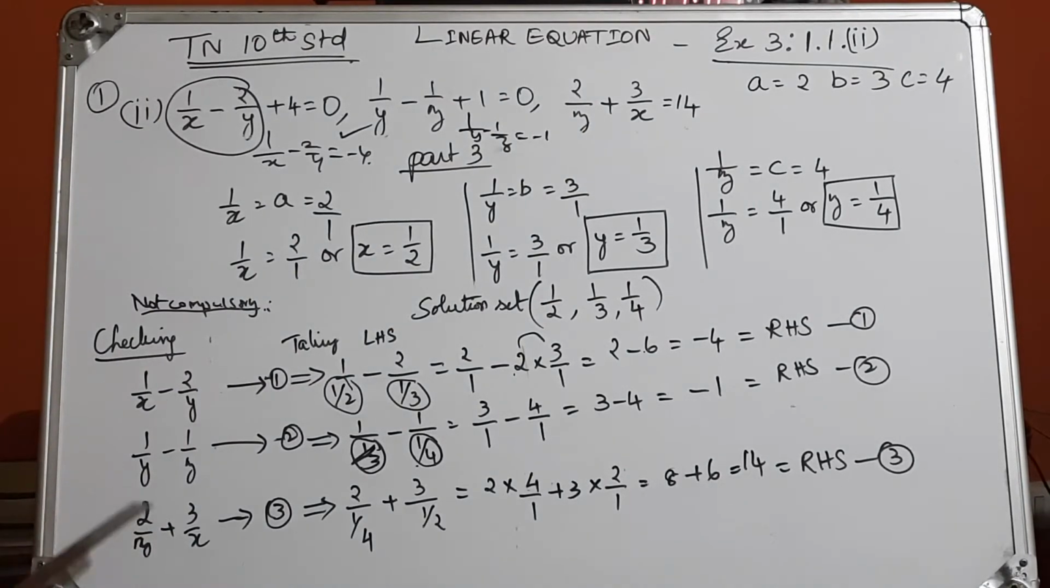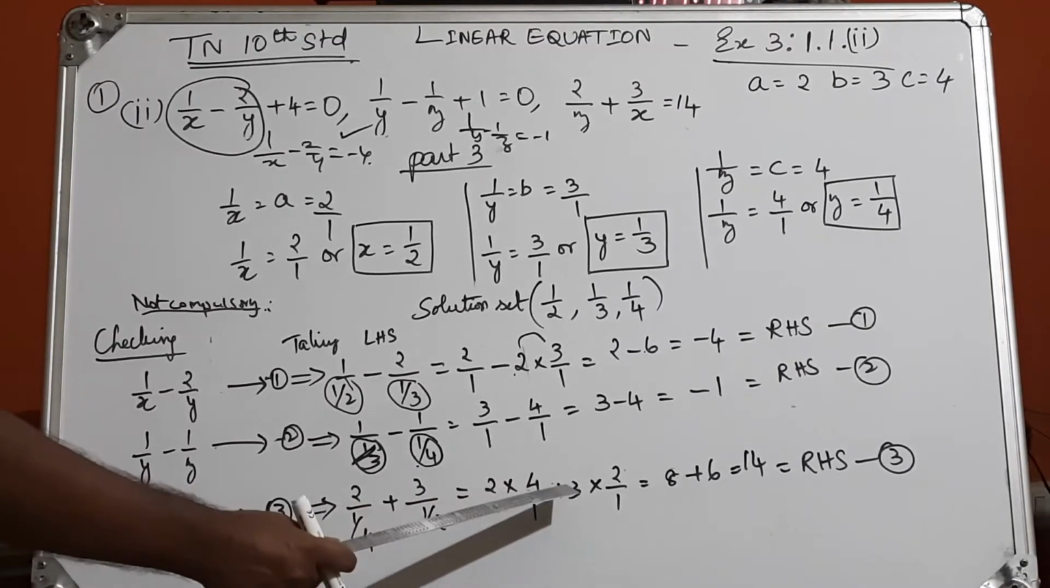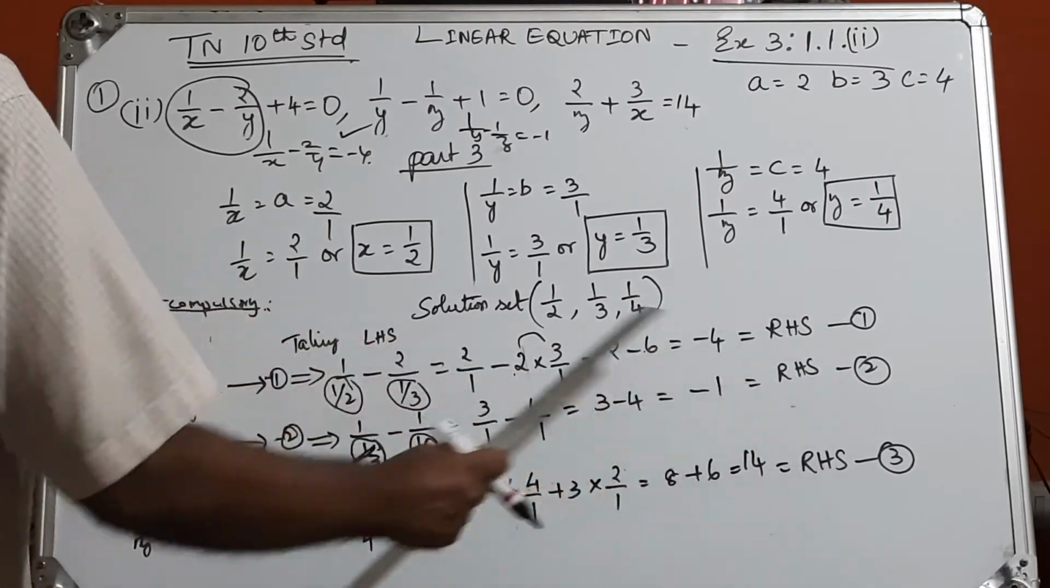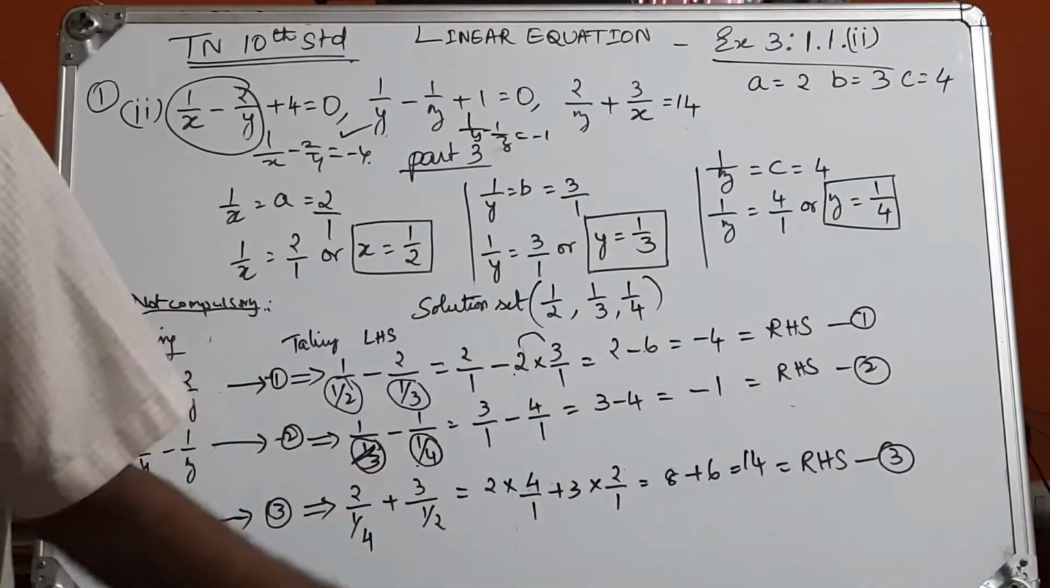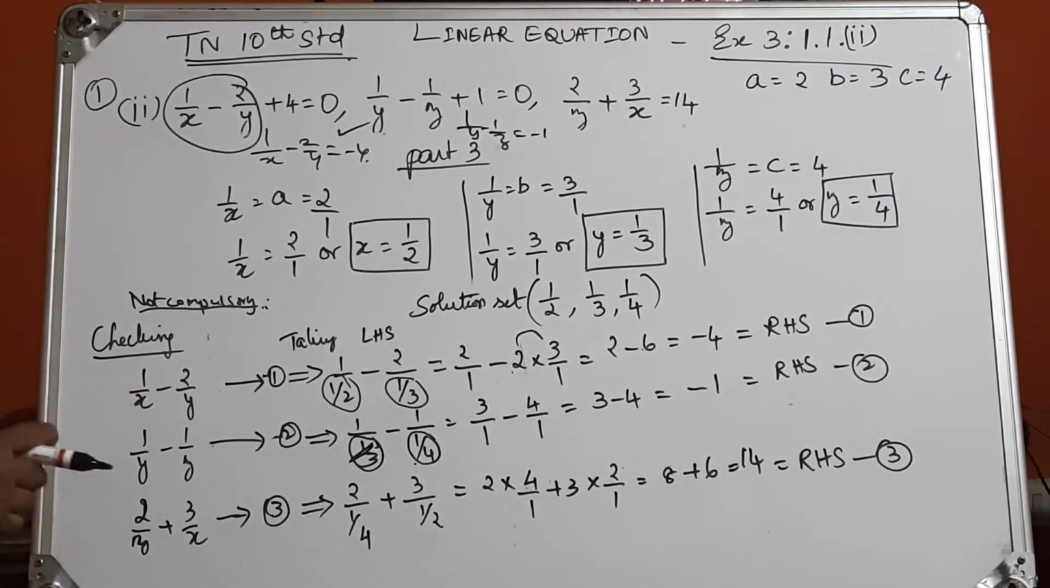The last equation is 2 by z plus 3 by x. 2 by 1 by 4 plus 3 by 1 by 2. 2 into 1 by 4 becomes 4 by 1. 3 into 2 by 1. 8 plus 6 is 14, which is the right hand side. So what you got, the answer was correct. Equal to 14. The first three equations were correct. So hope you understood this one.